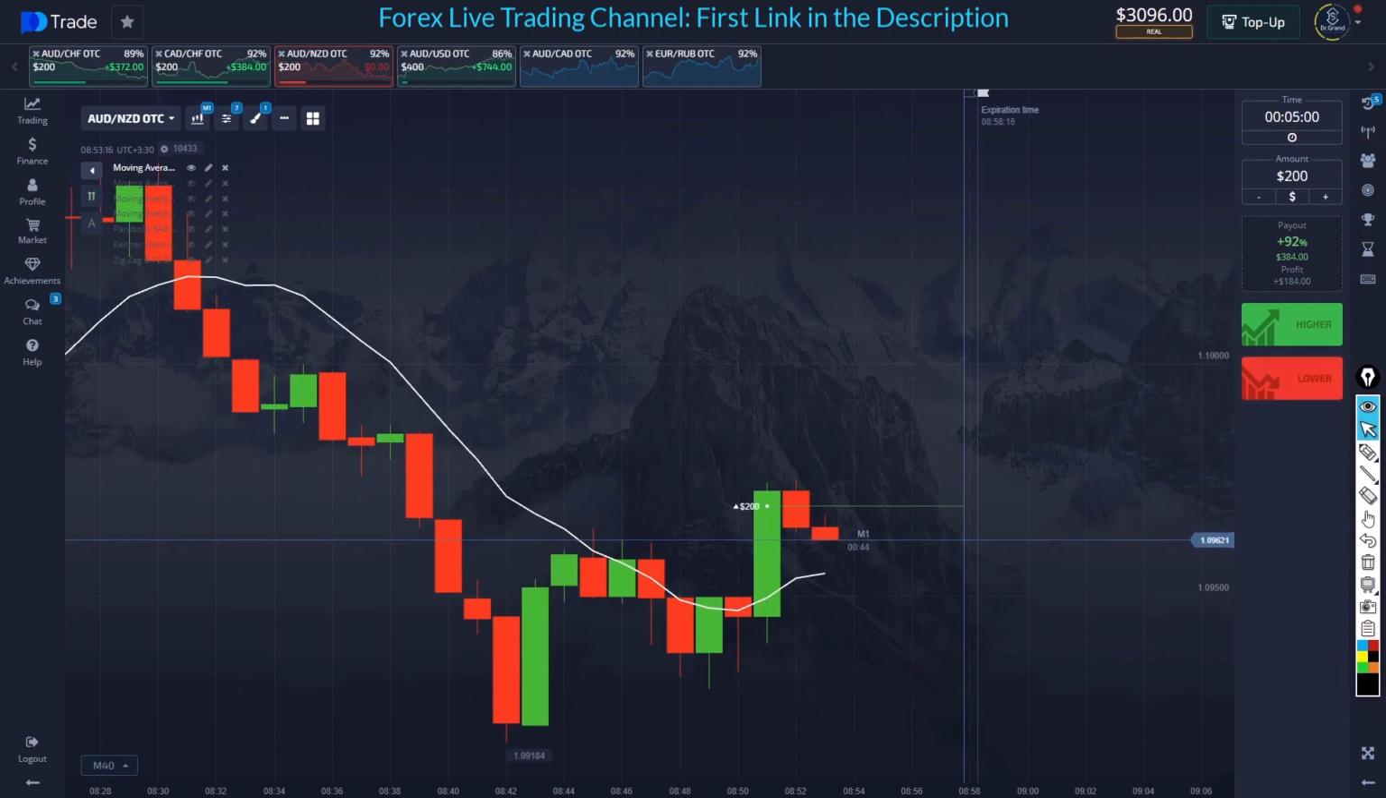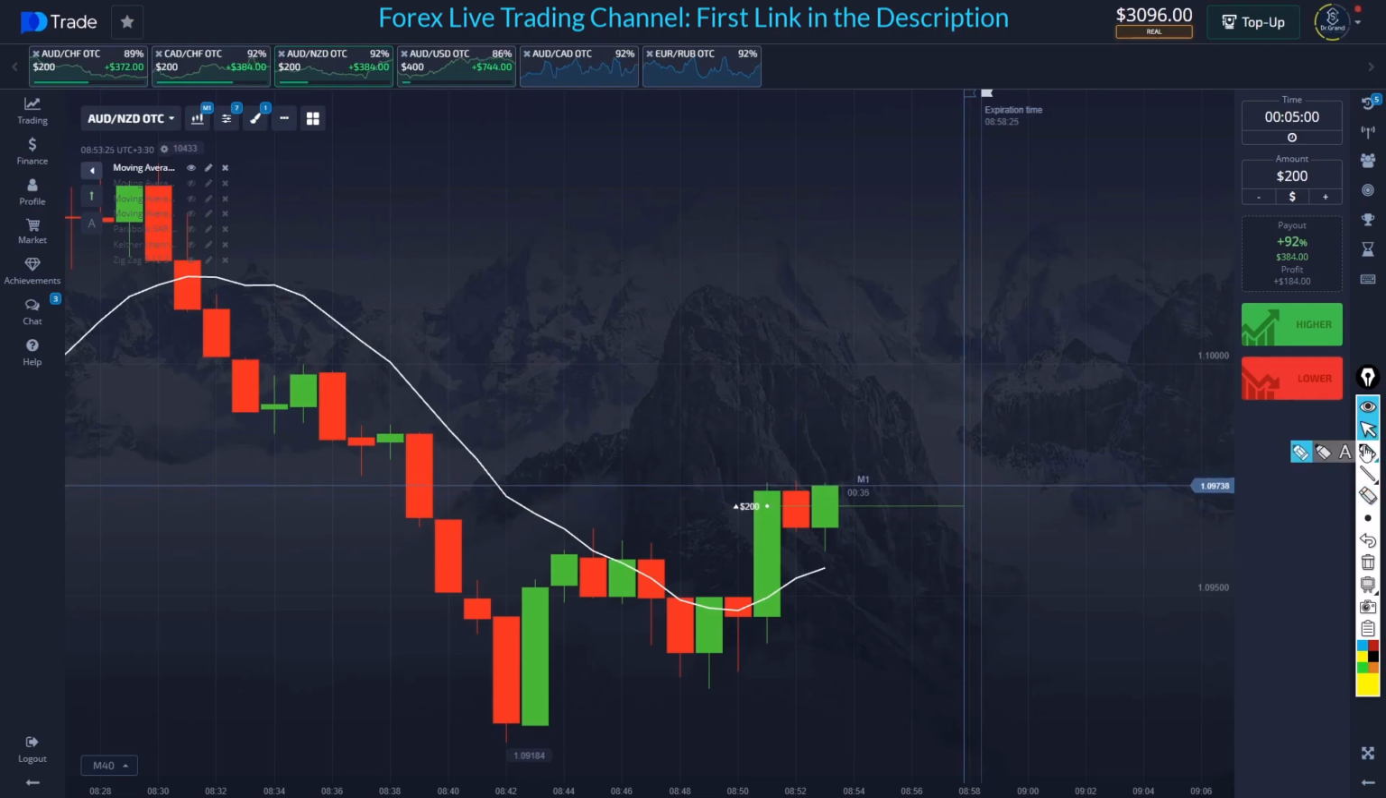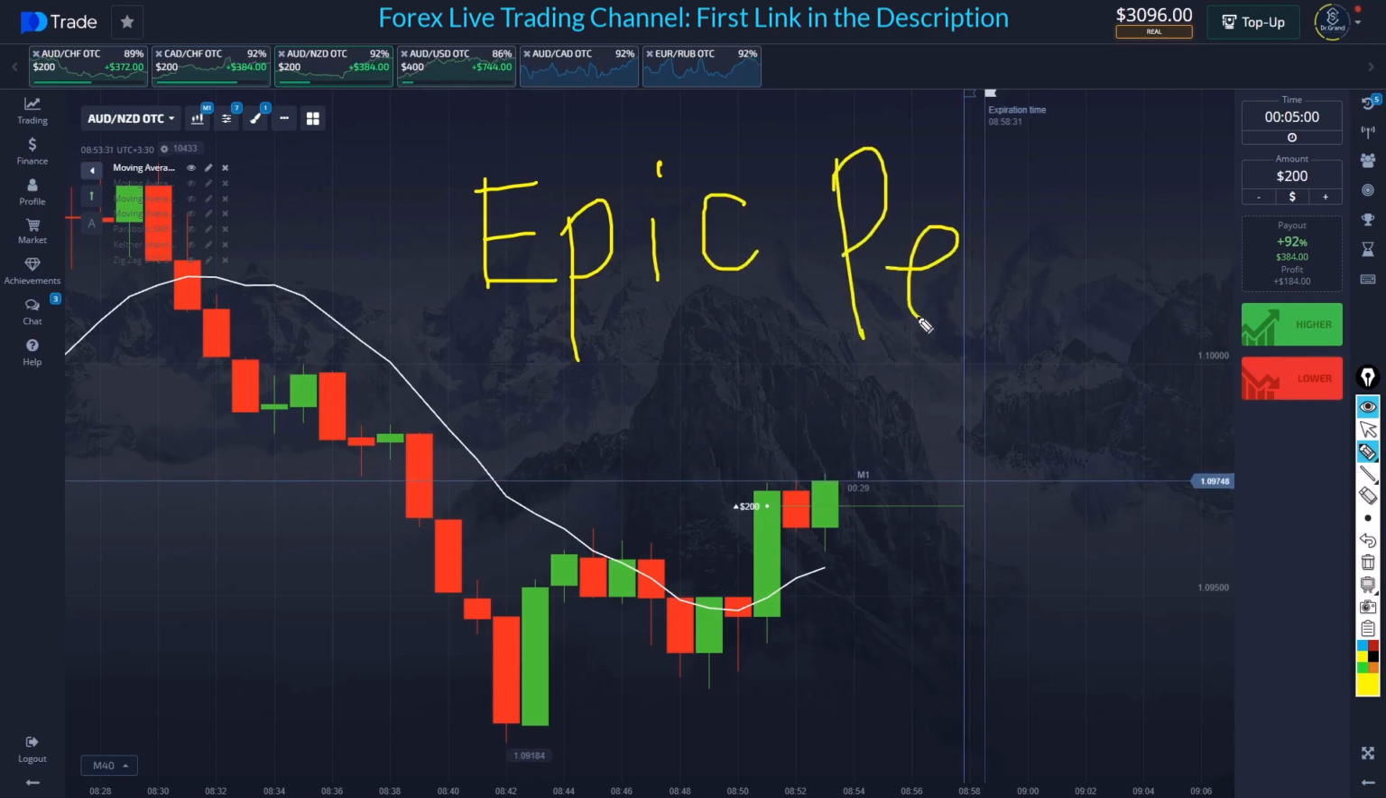Guys, you might ask what this software is. I mark everywhere in this chart, in this kind of screen, this kind of software called Epic Pen.